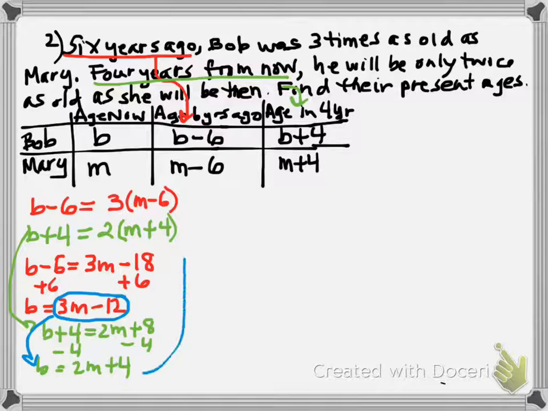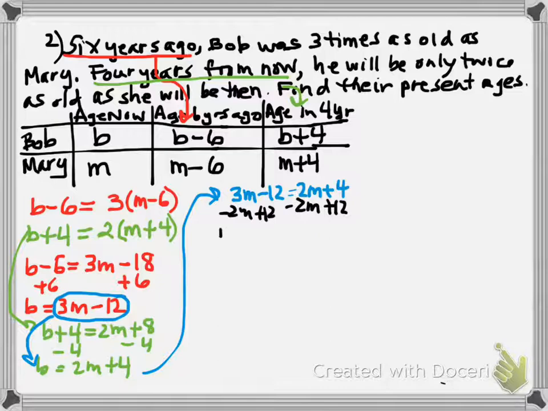So now, this is where I'm at. 3m minus 12 equals 2m plus 4. So I'm going to go ahead and solve this. I'm going to do opposite operations. I'm going to get the m's on the left by subtracting 2m from both sides. Add 12 to the right. Get the constants together. When I solve, I get m equals 16.